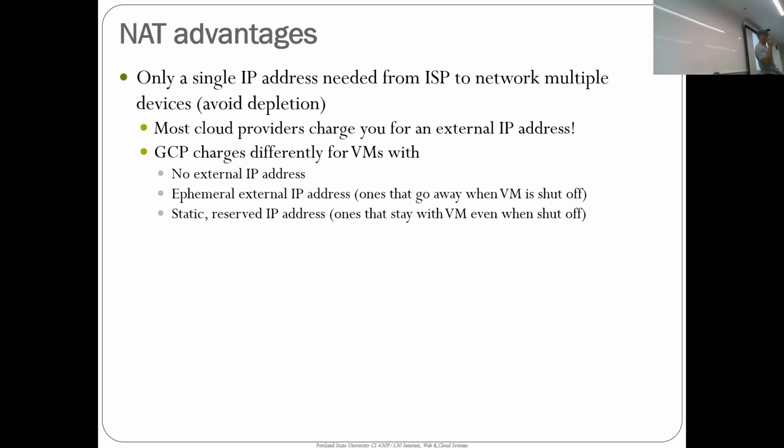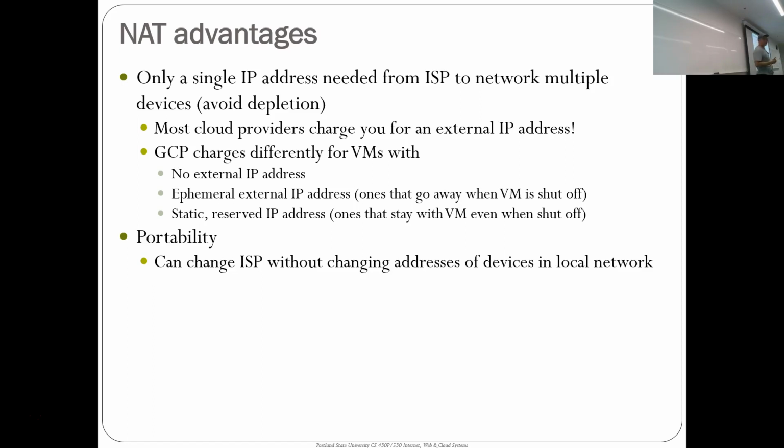Because of the scarcity of addresses, most cloud providers are going to charge you if you use an external IP address. Google Cloud in particular has different levels of charging for the virtual machines that you instantiate on Compute Engine. If you instantiate a VM that has no external IP address, that's the cheapest. If you instantiate a VM with an ephemeral IP address, this means that you get a global IP address when that machine is on, but when that machine is off, it gets released and someone else can use it. If you want a static reserved IP address that follows your VM along, even if it's off, so you turn the VM on and off and you still have that IP address, this is the most costly. So be aware of this when you're instantiating resources: because the IP address is a scarce resource, you're going to get charged differently for each one of these.